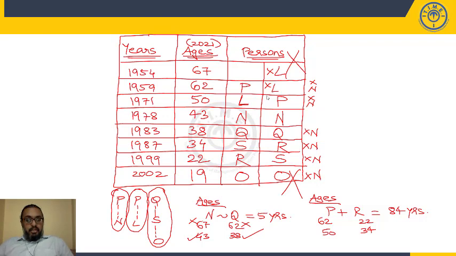Okay. And the only remaining person we have is M, and M occupies the oldest position. So this is what we have. Is it M? Let me check once again. L through S: L, M, N, O, P, Q, R, S. Okay, so M is that person. So this is your final arrangement.